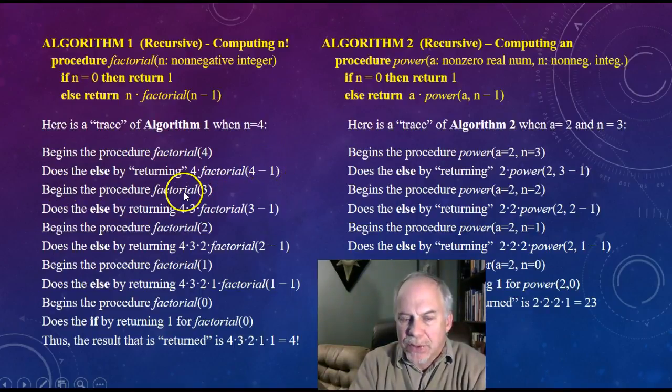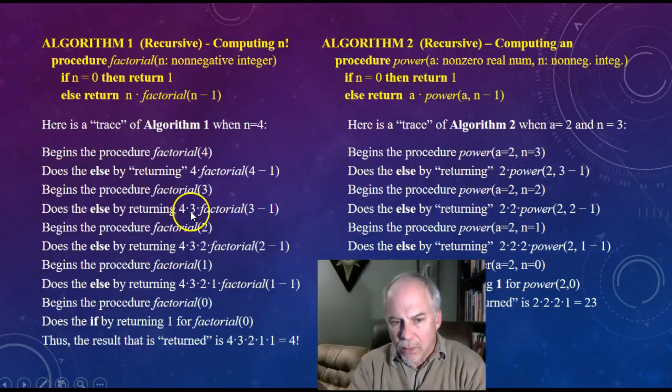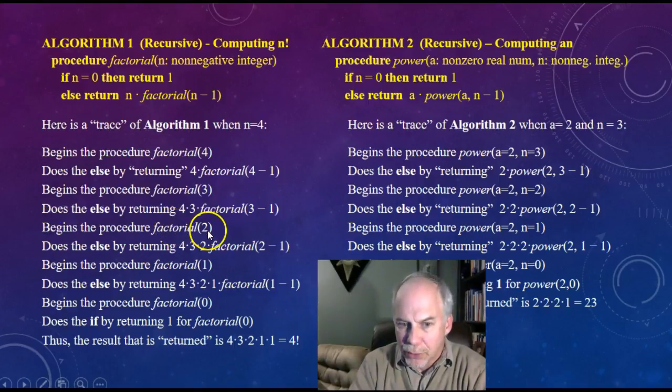So it begins the procedure using factorial 3, in other words, when n is 3. And then it does the else by returning 4 times 3. Now notice it still remembers that it was multiplying by 4, and then it multiplies by n again, which is now 3, and then does factorial 3 minus 1. So then it calls into action factorial 2 now, because 3 minus 1 is 2.